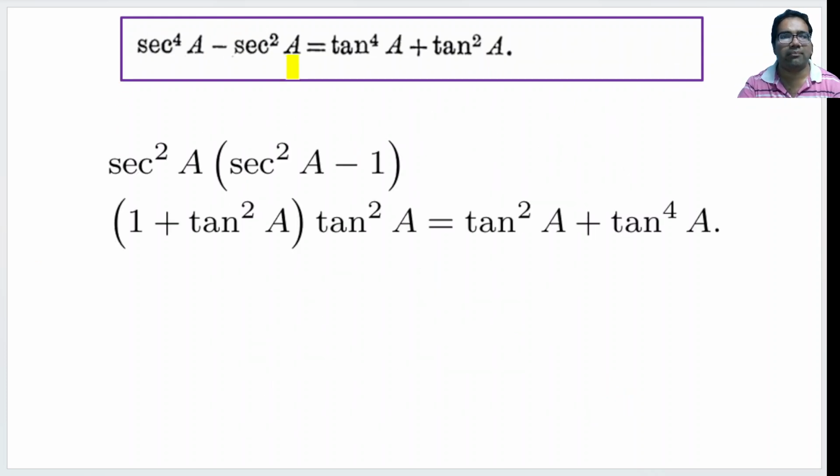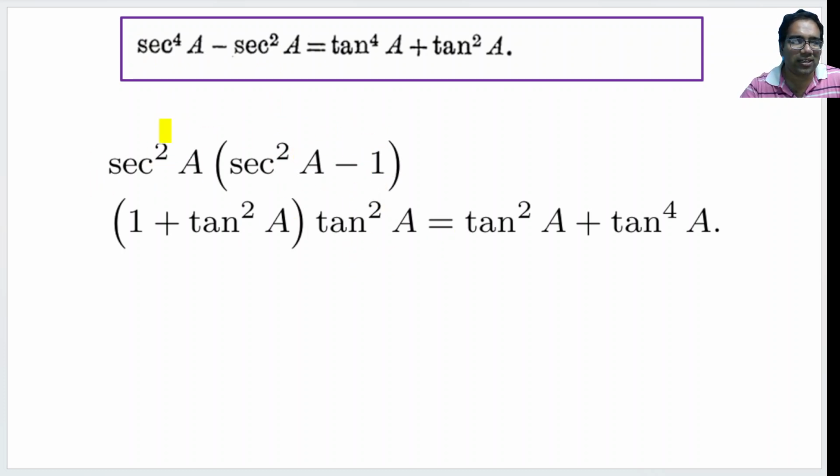Secant power 4a minus secant square a should be converted into tan power 4a plus tan square a. We know secant square a minus 1 is tan square a. Right? So what we do, let's take secant square a common here. This makes it secant square a into (secant square a minus 1) because total is secant power 4 a minus secant square a, right? We can take secant square a common here. But secant square a minus 1 is actually tan square a.